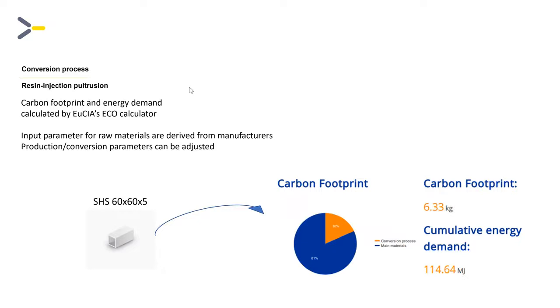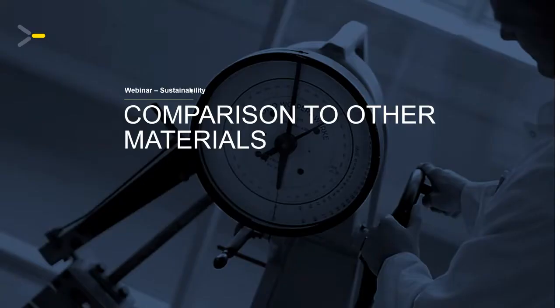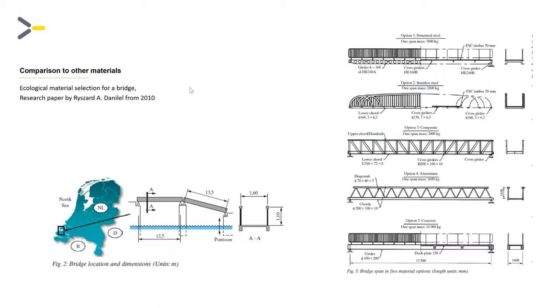So now you're probably asking yourself, how does this compare to other more traditional materials that are used in the building industry? Let's have a look at this. This is based on a paper by Richard A. Daniel from 2010, where he compared 5 different bridges for the Dutch province of Zeeland in the southwest part of Holland. You can see it on the left on the map.